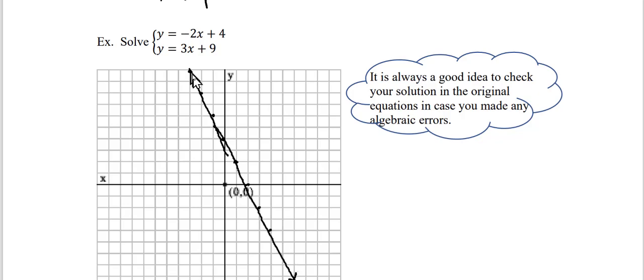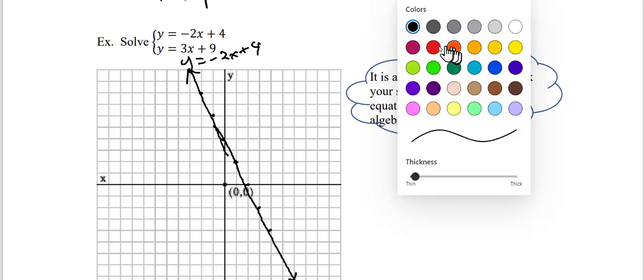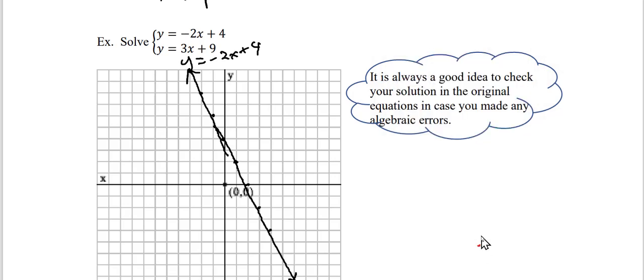So there's my line, the first one, y equals negative 2x plus 4. Now let me pick another color and we'll graph the other one. y equals 3x plus 9. 4, 5, 6, 7, 8, 9 is here. And then I'm going to go down 3 and left 1. Down 3 and left 1. Down 3 and left 1.